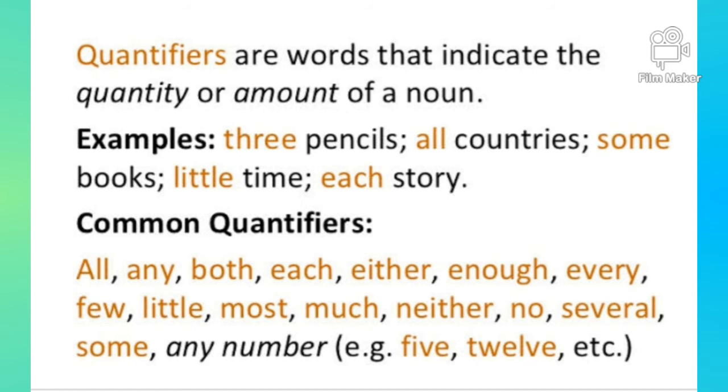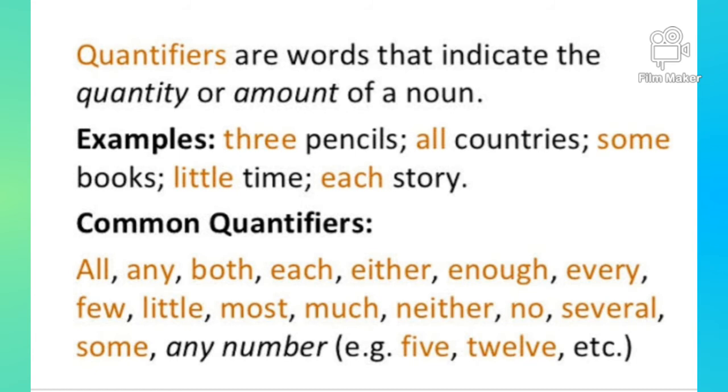Similarly, either and neither. Either means one of the two, neither means none of the two. Either book is useful to me means any one of the two. Neither house suits me, none of the two. These are the examples of either and neither.